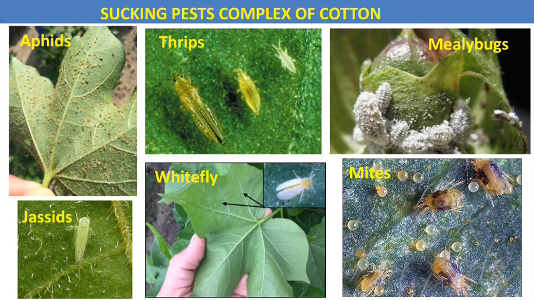Besides feeding, all these pests also act as vectors for the transmission of certain viral diseases in cotton crop. For example, the whitefly causes leaf curl virus, or cotton leaf curl virus. This is the nature of damage and the symptoms of damage of the sucking pest complex of cotton.